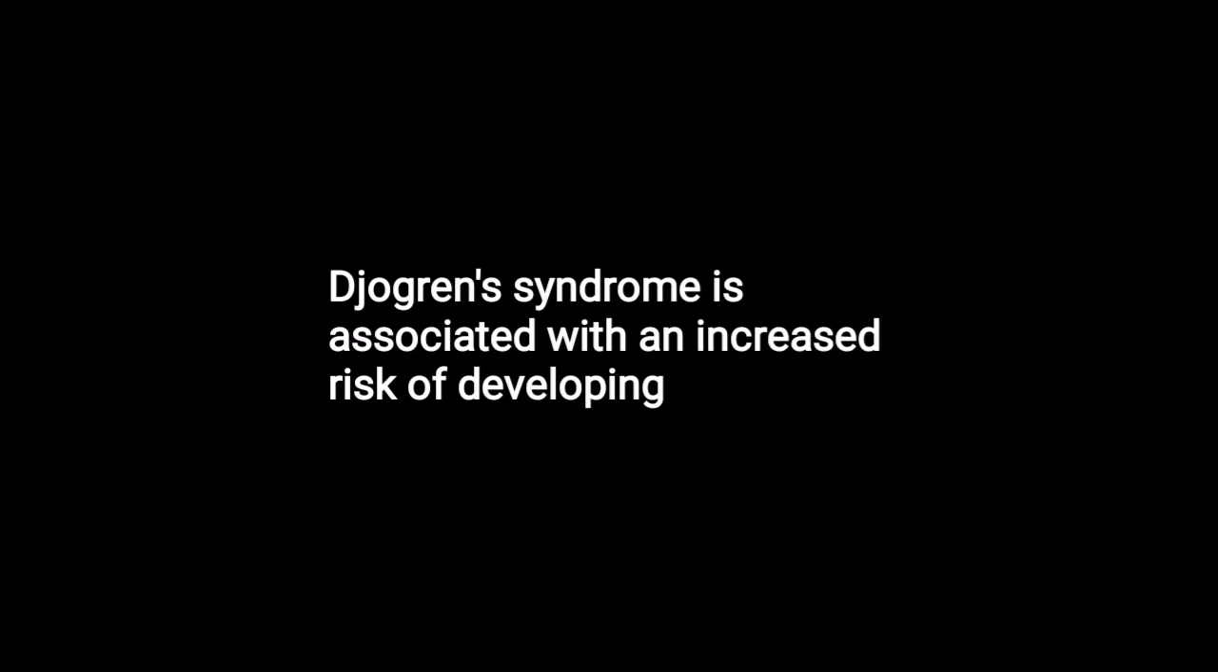In addition to the primary symptoms of dry eyes and dry mouth, Sjogren's syndrome can affect other parts of the body, leading to systemic manifestations. Patients may experience joint pain and stiffness, fatigue, and swelling of the salivary glands, sialadenitis. Some individuals may develop complications such as lung issues, kidney problems, or neuropathy. Importantly, Sjogren's syndrome is associated with an increased risk of developing certain lymphomas, particularly mucosa-associated lymphoid tissue, MALT lymphoma.